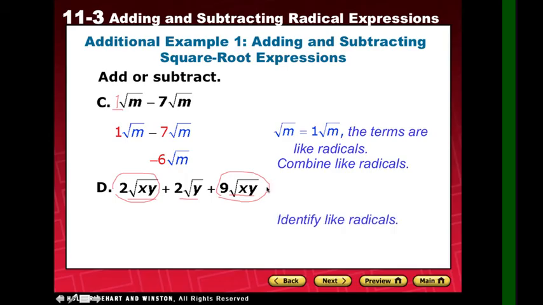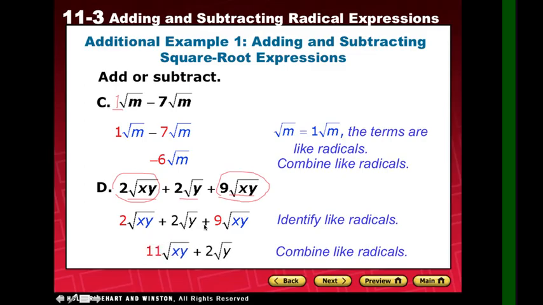So, identify like radicals, and the like radicals are 2 square root of xy and 9 square root of xy. As you can see, its symbol is plus. That means we add 2 and 9. So, that's equal to 11 square root of xy plus 2 square root of y. We just copy 2 square root of y because it has no same radical expression, so we will just copy it.